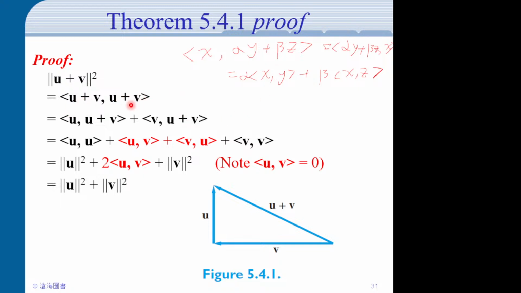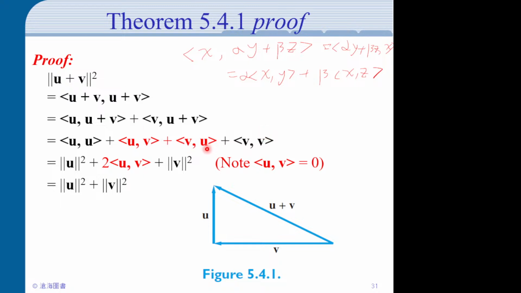It's linear in the first argument, so it's u inner product u plus v, plus v inner product u plus v. And as we said, it's also linear in the second argument. So it's u inner product u, plus u inner product v, then v inner product u, plus v inner product v. Now we have our two terms, u squared and v squared.